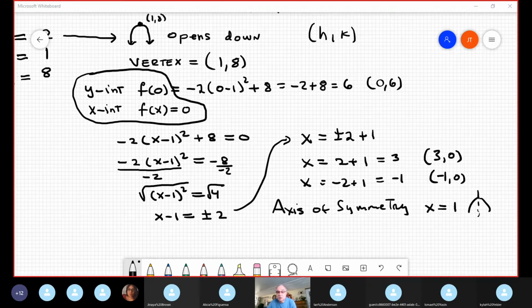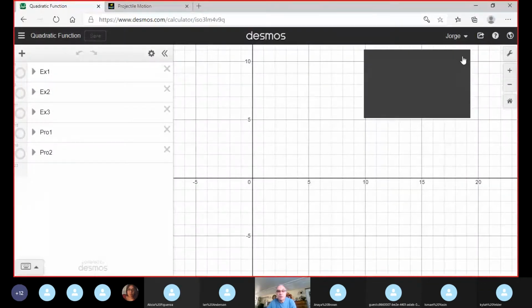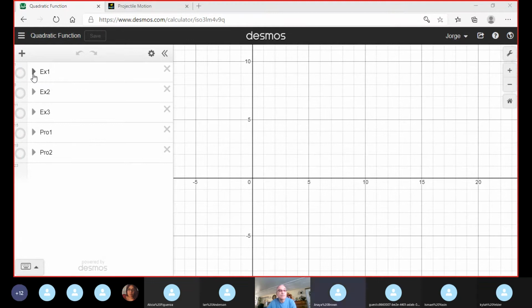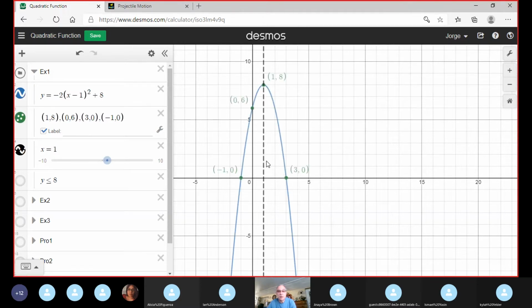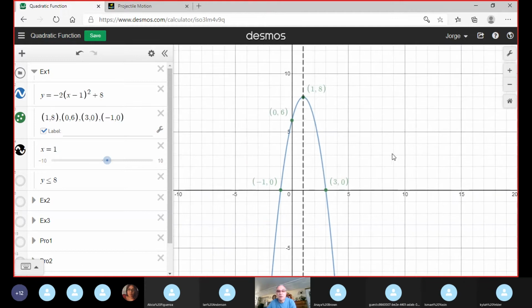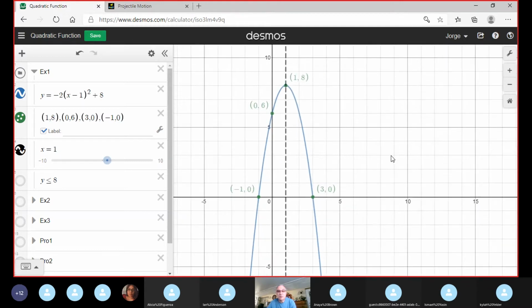Okay, let me switch it to Desmos. Okay, look at that. Do you see Desmos? Yes. Okay, look at example 1. Example 1 is y equals minus 2 times (x minus 1) squared plus 8. Let me try to do the graph of this. Look at that. So far, we discover the parabola goes up and down.